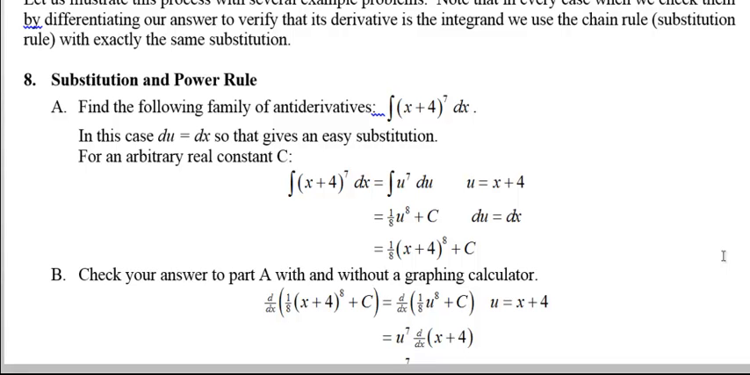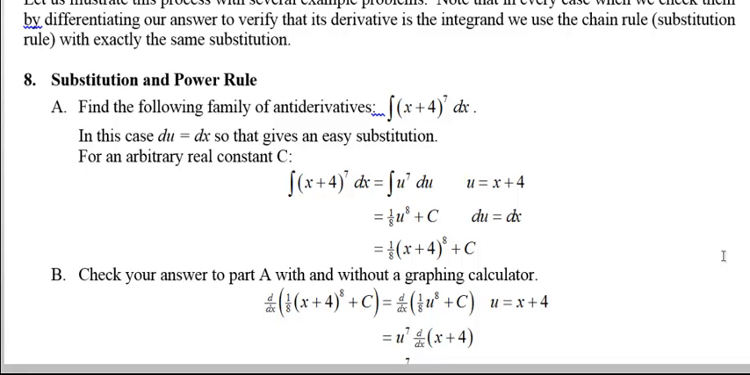We want to find the following family of antiderivatives: the antiderivative of x plus 4 to the 7th, dx. When we look at a function like this, we see it doesn't automatically fit one of our basic rules, but we can make a substitution to make it fit.